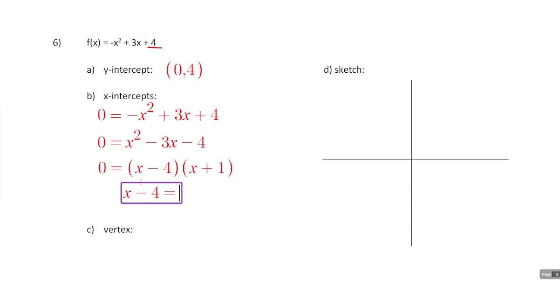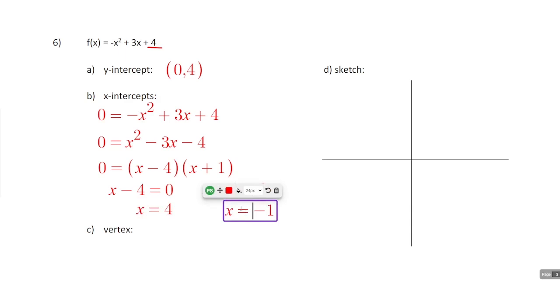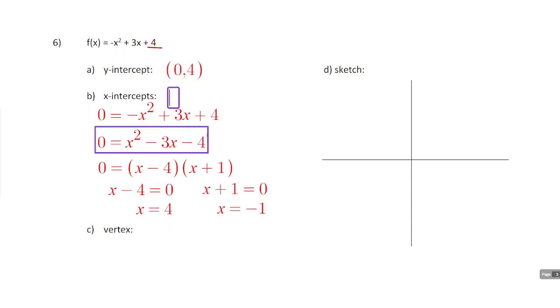So either x minus 4 can equal 0, or x plus 1 can equal 0. So my two x-intercepts are going to occur at 4 and negative 1. So far, all these computations have worked out really nicely. We haven't had any fractions or square roots or anything like that. That's pretty nice. 4, 0, and negative 1, 0.